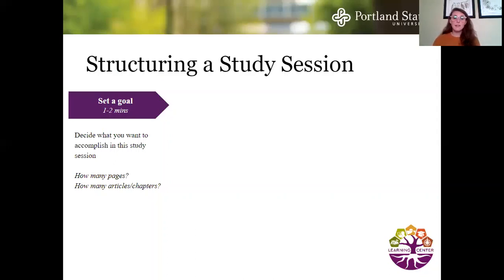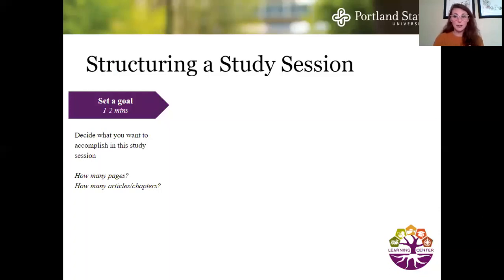So the first minute of this study session, we're setting a goal for ourselves. Again, this could be something in your head. You could write it down on a sticky note. But just taking a minute to come up with a tangible goal that you want to accomplish during this session. So it could be, how many pages do I want to read?